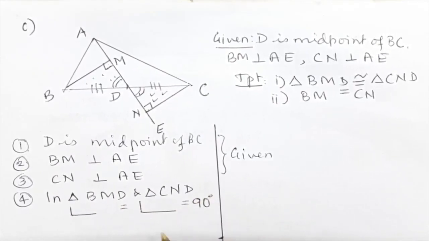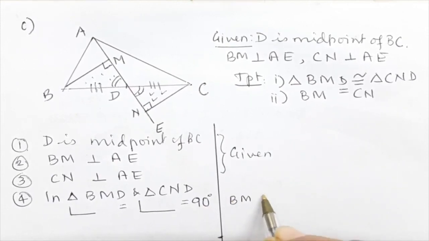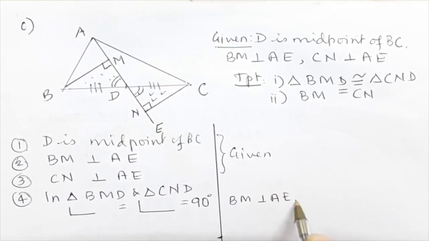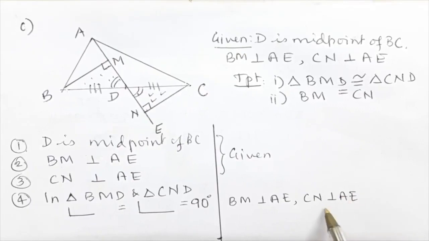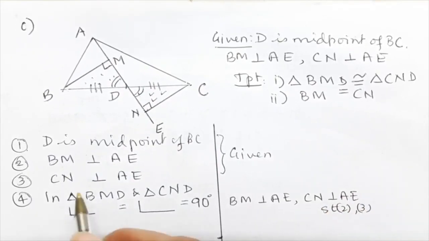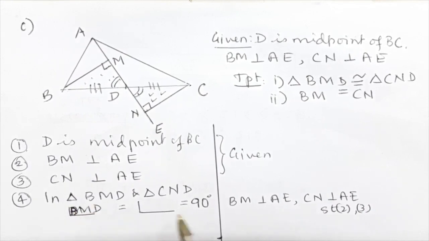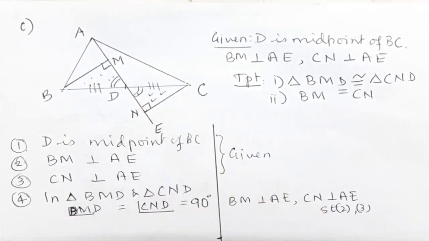Now you pause this video and write down the angles which are 90 degrees, and here I am writing the reason. BM perpendicular to AE, CN perpendicular to AE, which is statements 2 and 3. Now look at your answer. It is angle BMD is equal to angle CND, which is 90.